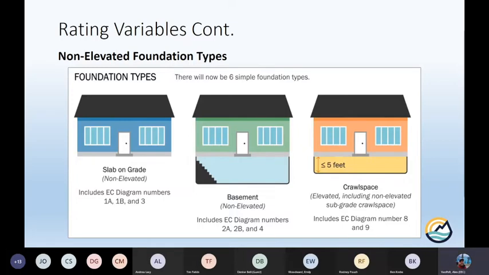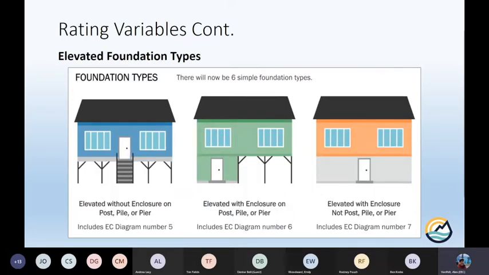The other 3 foundation types, these are going to be our elevated ones. So the first one there on the left, elevated without enclosure on post, pile, or pier. This is building diagram number 6. This is the building type, or the foundation type, that is going to receive the best premium under Risk Rating 2.0. It's not flat on the ground. It's not subgrade. It's elevated with no enclosure underneath. This is the one that's going to get folks the best premium moving forward with this new rating method.